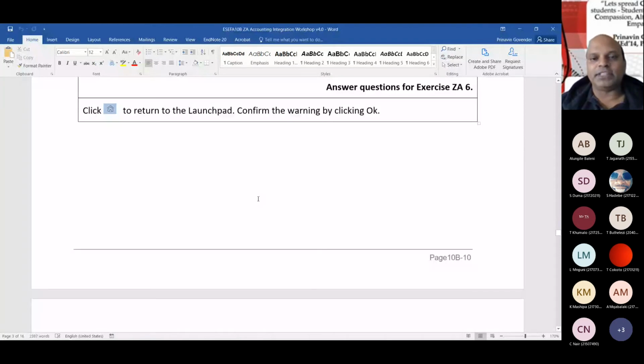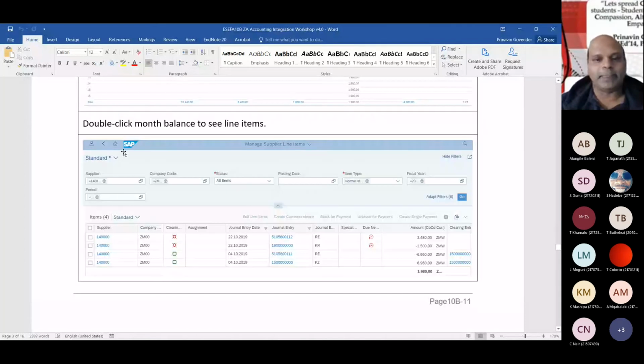Display your accounts payable. This is what I'm going to try and hopefully achieve to complete all of this with you. Display the month-end balance. Yes, Mr. Baleni. All right.